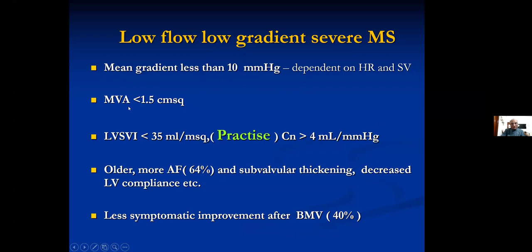So always and always practice how to calculate the stroke volume. This will also be told to you by Dr. Srivastava. Always practice. So here the low stroke volume is less than 35 ml. And it was found that those patients who had a low flow, low gradient were older, had more AF, more subvalvular thickening, and decreased LV compliance, and they had less symptomatic improvement after balloon mitral valvotomy because of these multiple comorbidities. So remember to practice it.